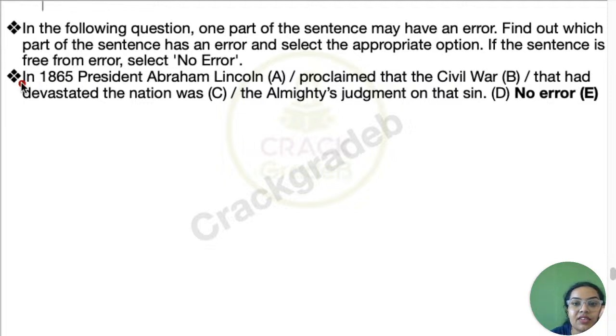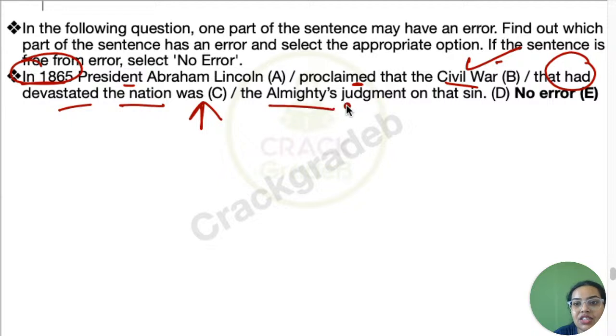In 65, so this is the time, प्रेसिडेंट Abraham Lincoln, इसमें एरर नहीं मिलेगा, नेम एंड टाइटल, proclaimed that the Civil war that had devastated the nation, because everything is of past, every other tense ahead is going to be past. So all okay, had devastated the nation. Civil War was the Almighty's judgment on that sin. Okay, so that के साथ singular लगा है. That's all I need to check. Okay, I don't know what exactly is that indicating, but it is for the past. It is with a singular. Everything is correctly placed in the right form. No error at all.